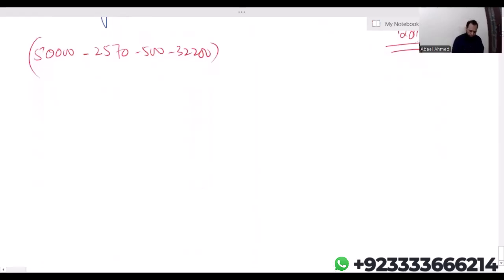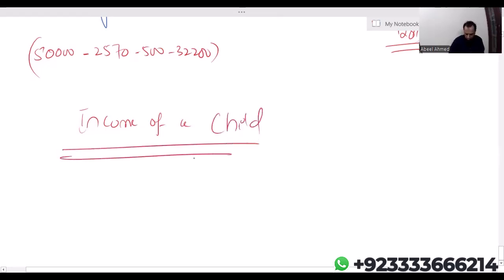Let's talk about income of a child. Now listen, obviously a child is a separate legal entity, number one. Number two, a main point: child means someone who is under 18 and unmarried.